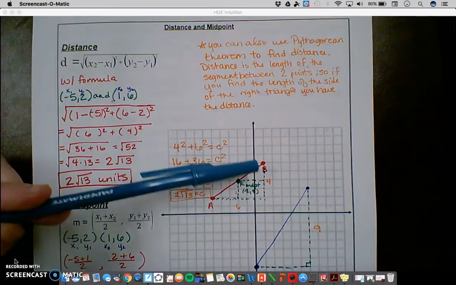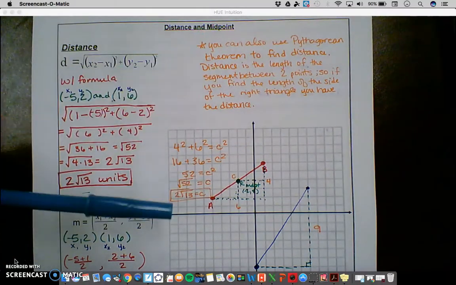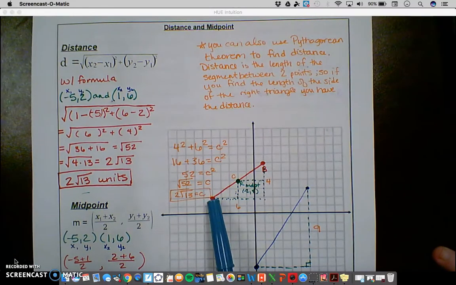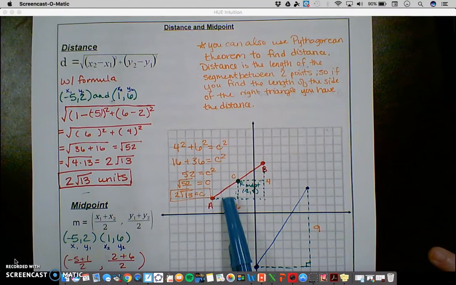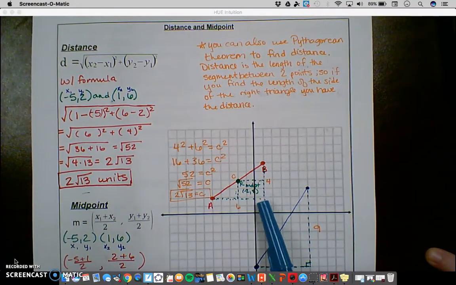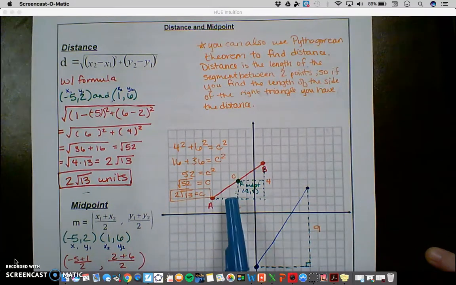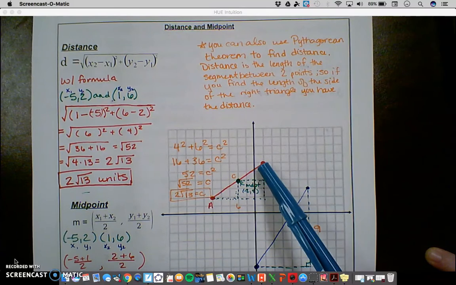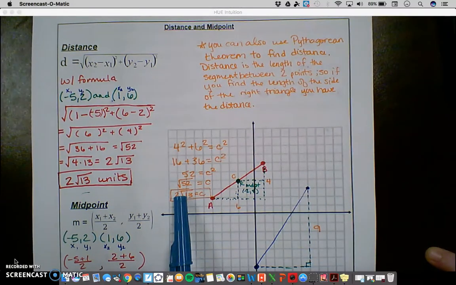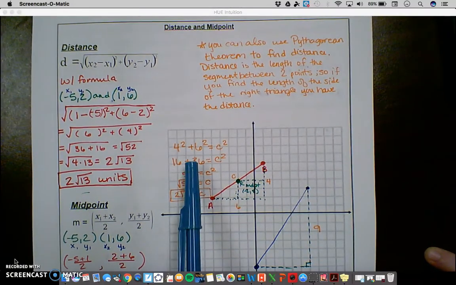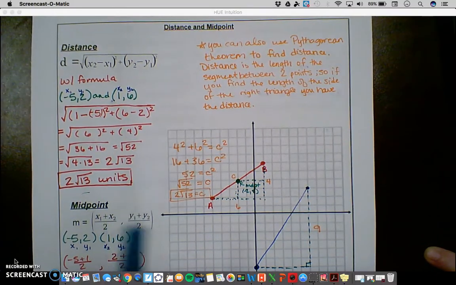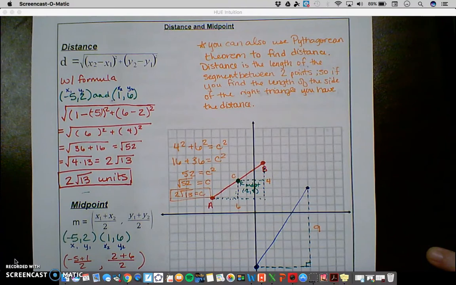Remember, on the graph you could also use Pythagorean theorem to find the distance. Because distance is the length between those points, it's really just the length of the side of that right triangle that can be formed. So if we can count the legs of that right triangle, we can find its hypotenuse, which would be also 2√13. Notice using Pythagorean theorem, we got the exact same thing as we did using distance formula.